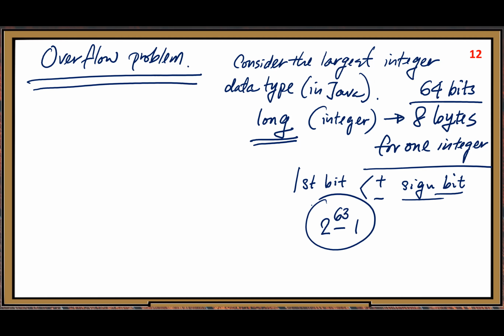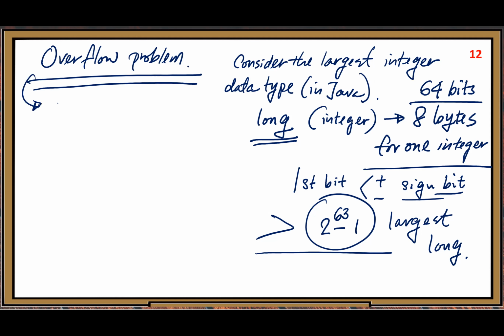This is the largest long integer. But when we do our calculation in a polynomial, we can easily get a polynomial value greater than this largest long integer, right? Then we get overflow. If we get overflow, the value would be wrong. Overflow occurs because your number is greater than the limit.